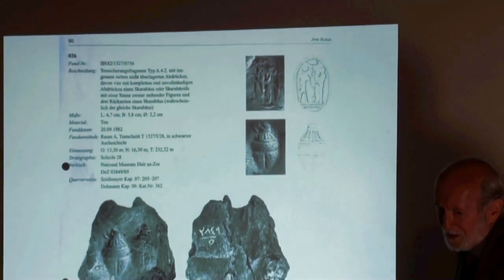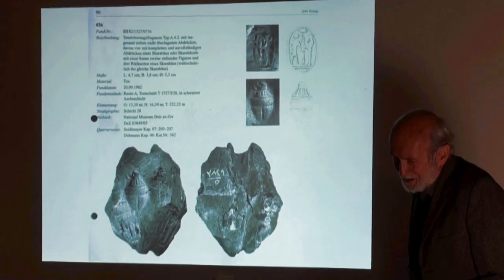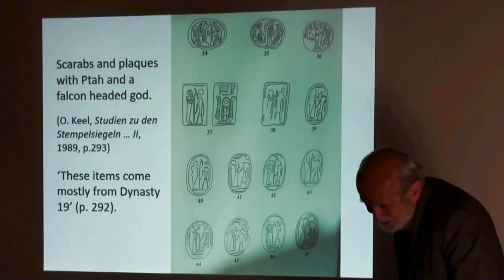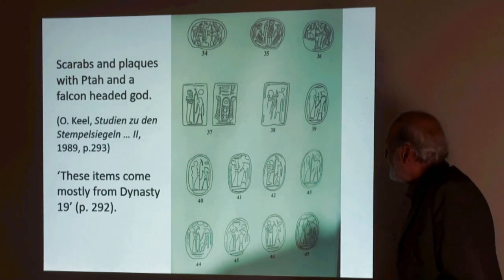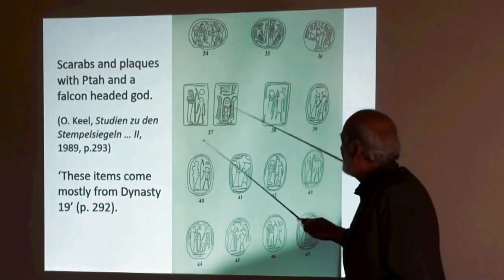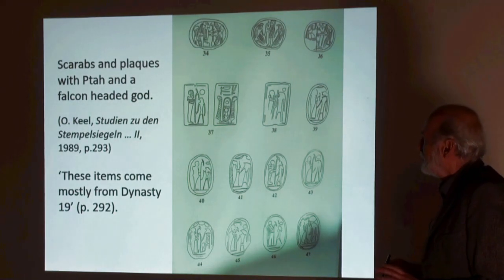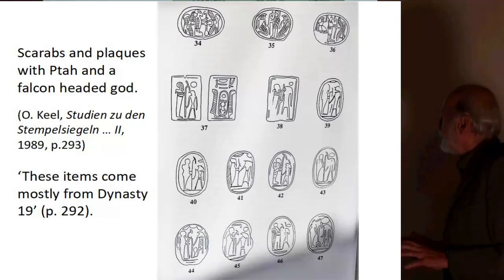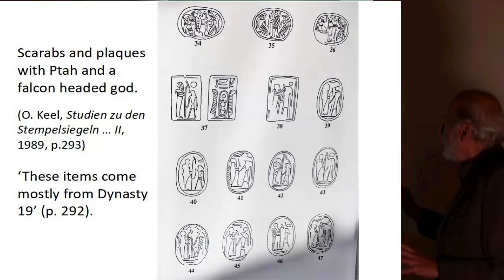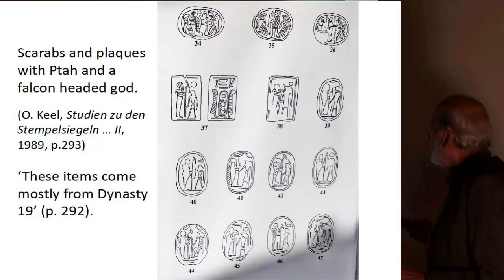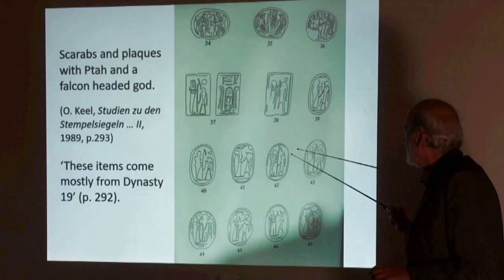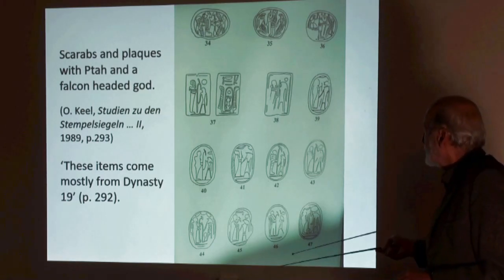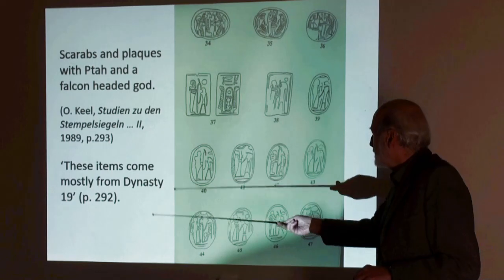And this design, both the base and the back of the scarab, are both classified as 19th dynasty. So one of the experts on scarabs is Othmar Keel, and in a book he wrote about particularly scarabs found in Palestine, but there were an awful lot of them, I think this probably represents what's found in Egypt and other places as well. So in most of these you can see the two standing gods, Ptah and Amun-Re. And Keel states these items come mostly from Dynasty 19.